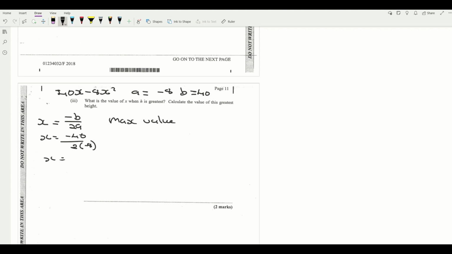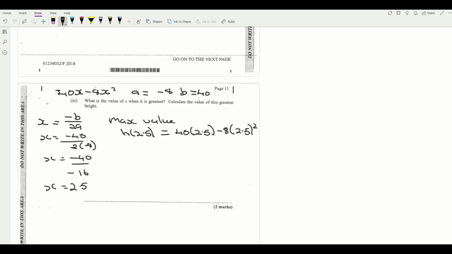So x is equal to minus 40 over, 2 eights are 16, so that's minus 16. Right, so minus 40 divided by minus 16 is 2.5. So x is equal to 2.5. So my maximum value would be h of 2.5. That is equal to 40 by 2.5 minus 8 by 2.5 squared.